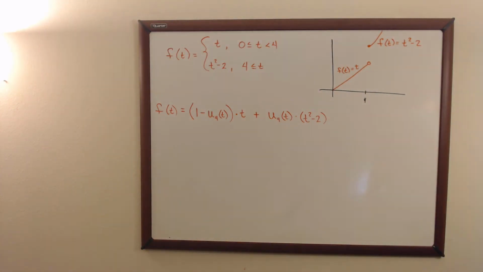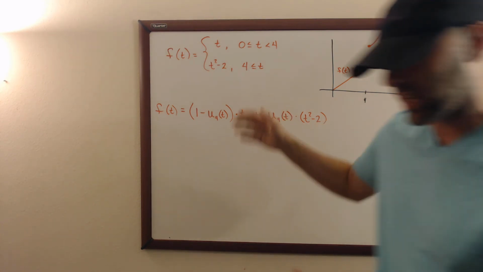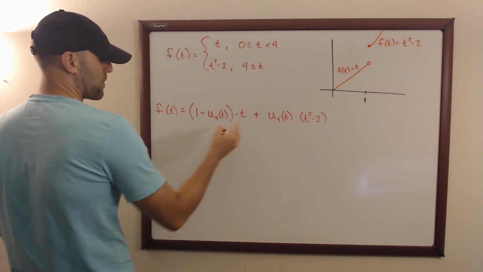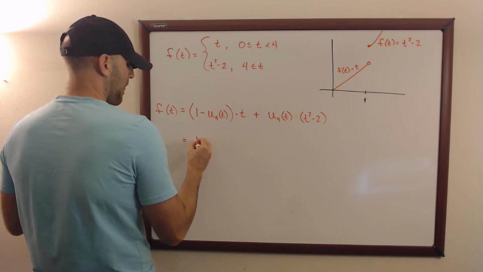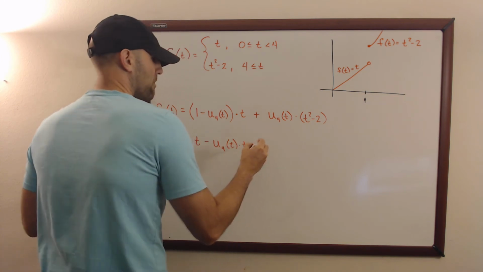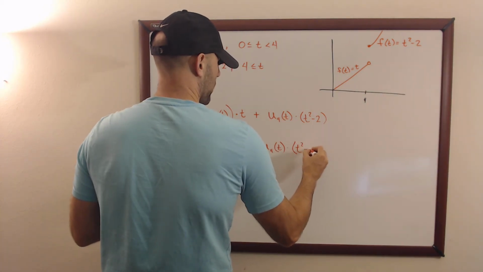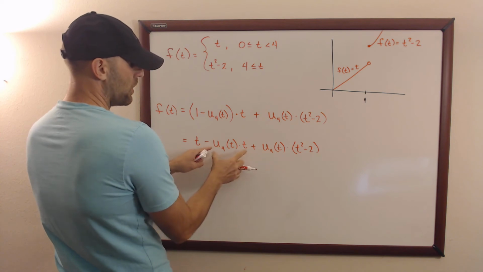Now, unfortunately, I have to do a little bit more than this, because my Laplace transform is really going to want my common unit step functions grouped together. That's not a huge deal. I just need to do a little bit of algebra here. Let me distribute this t. I get t minus u sub 4 of t times t, plus u sub 4 of t times t squared minus 2. And notice these are both u sub 4 of t terms, right?